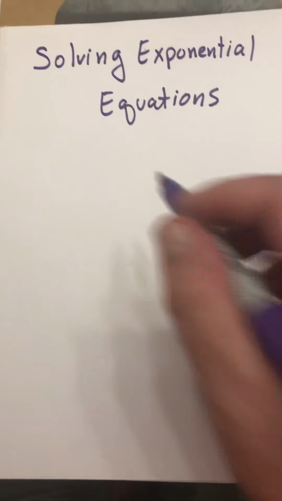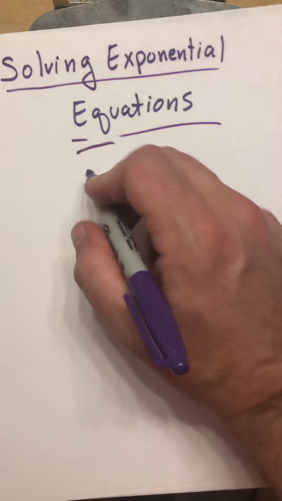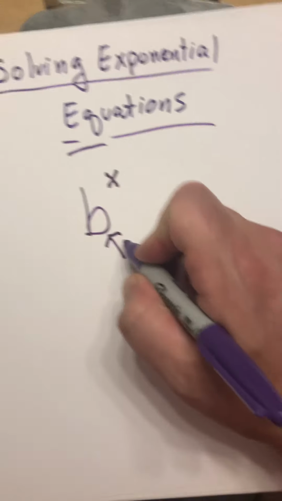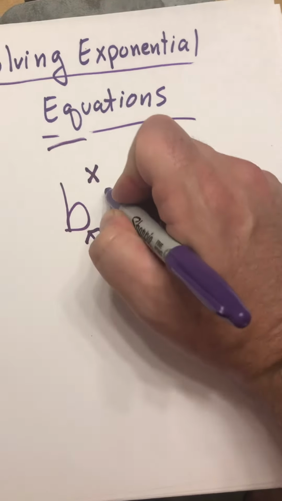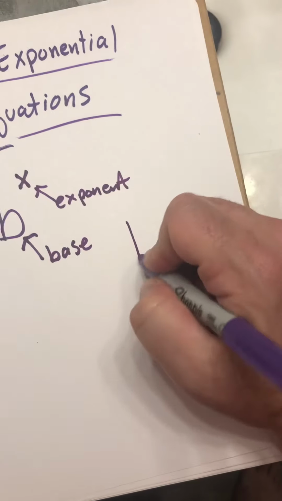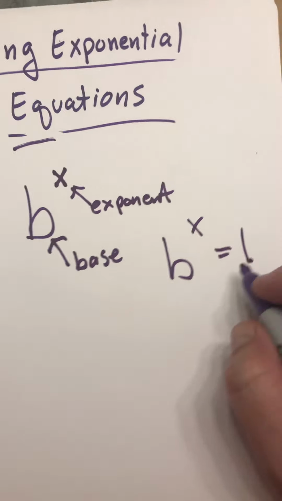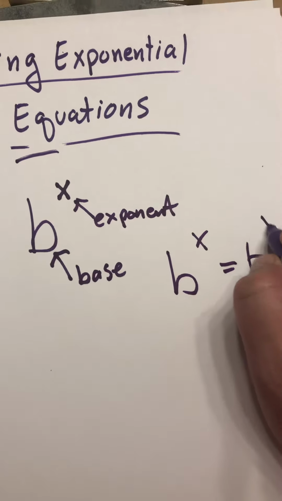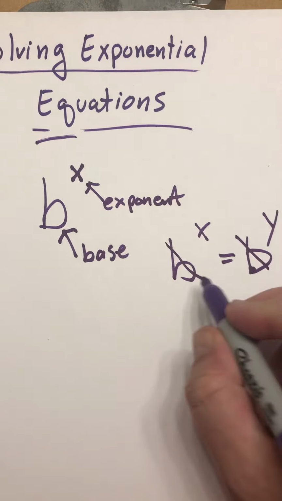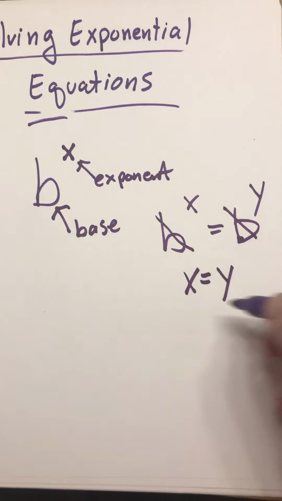So when solving exponential equations, it is important that we remember that the big number is called the base, and the little number is called the exponent. And when you have a base equaling another base, you can just simply cross off the bases and set the exponents equal to each other. And that's the whole point. And then you solve this equation for whatever the situation is.